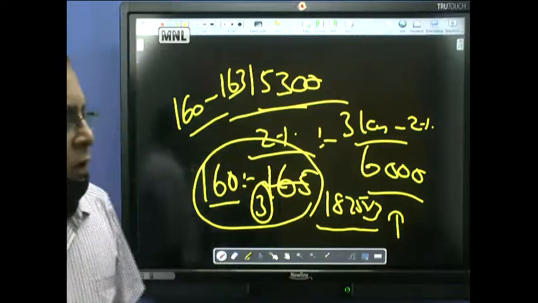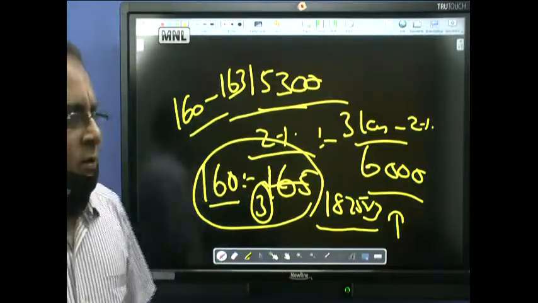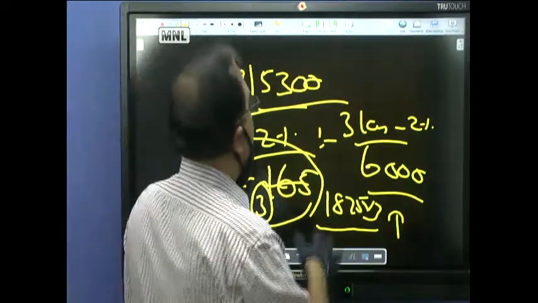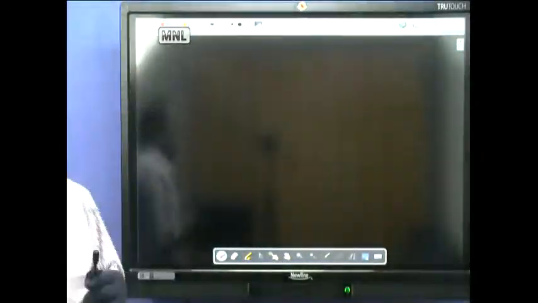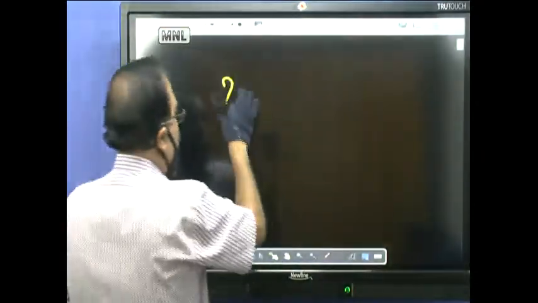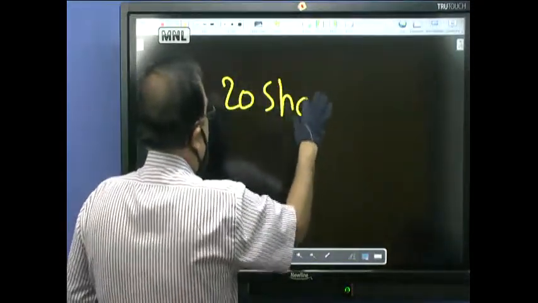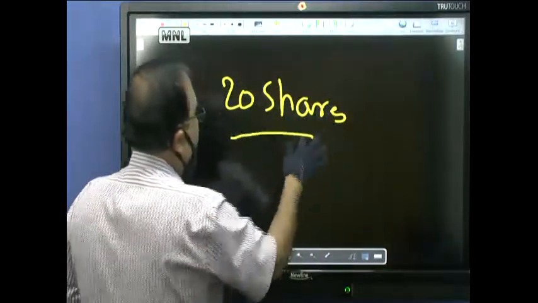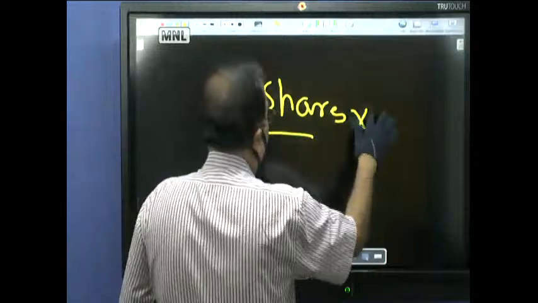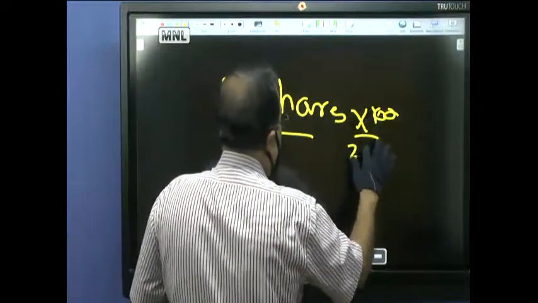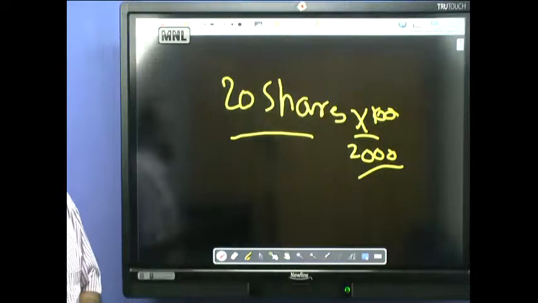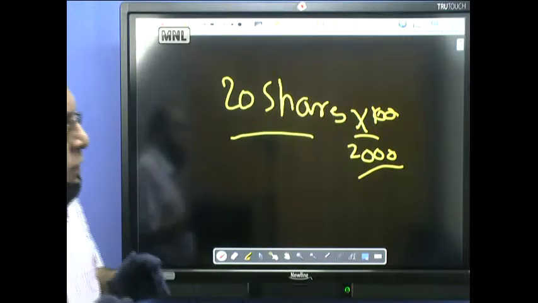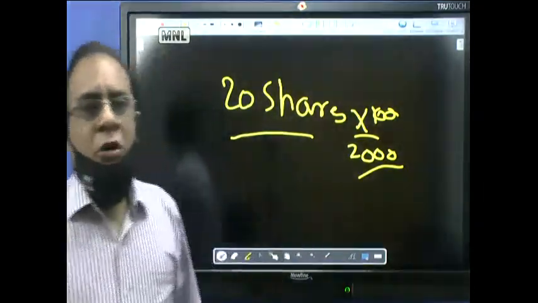So what are the alternatives which are available there? Now you want 20 shares movement, right? That means if the market goes up by 100 rupees, you get 2,000 rupees profit. So now the same thing I will take you to options.